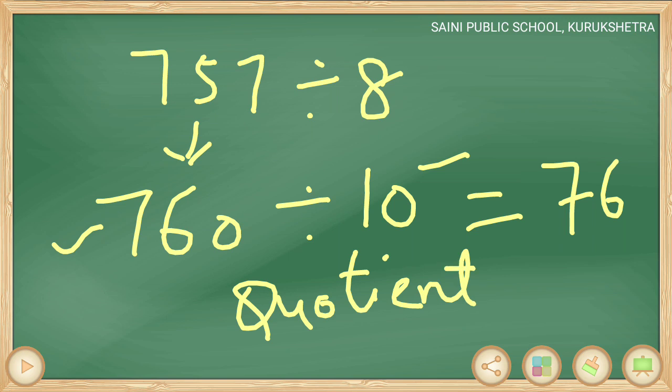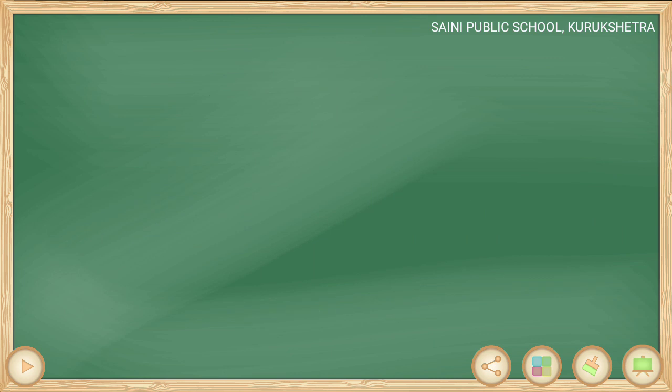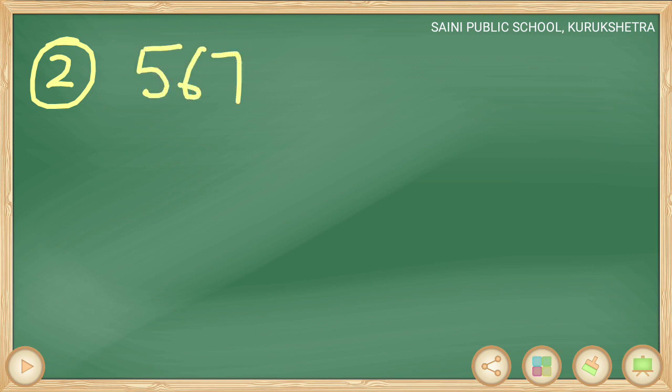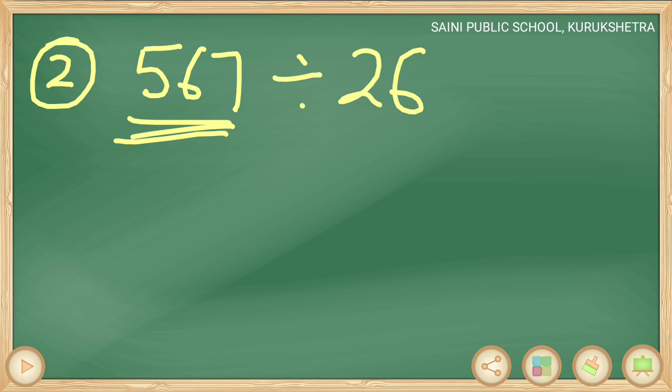This is our estimated quotient. Okay. Now let us discuss another example. If we are taking a number and we are dividing it by a 2-digit number. Okay, I'm taking again a 3-digit number. Now the dividend is a 3-digit number, but we are taking the divisor as a 2-digit number.